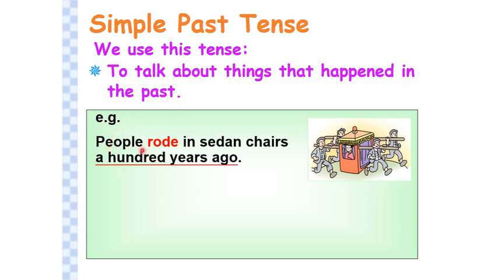For example, people rode in sedan chairs 100 years ago. Now you see students, this phrase 100 years ago gives a hint about the past time. And the second hint that comes from the sentence is the second form of verb. Ride is the first form and rode is the second form that we have used over here. So whenever we describe a sentence that has happened already in the past, we use the second form of verb, and of course the indicator is always there to tell us that the sentence has taken place in the past.